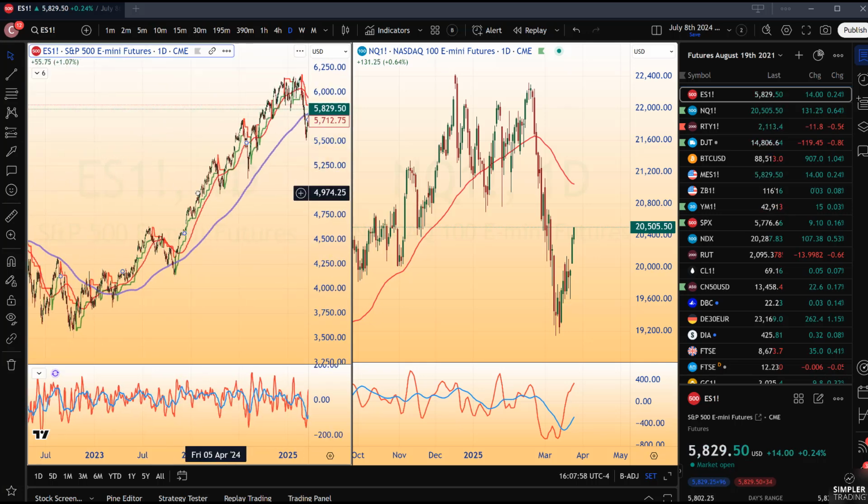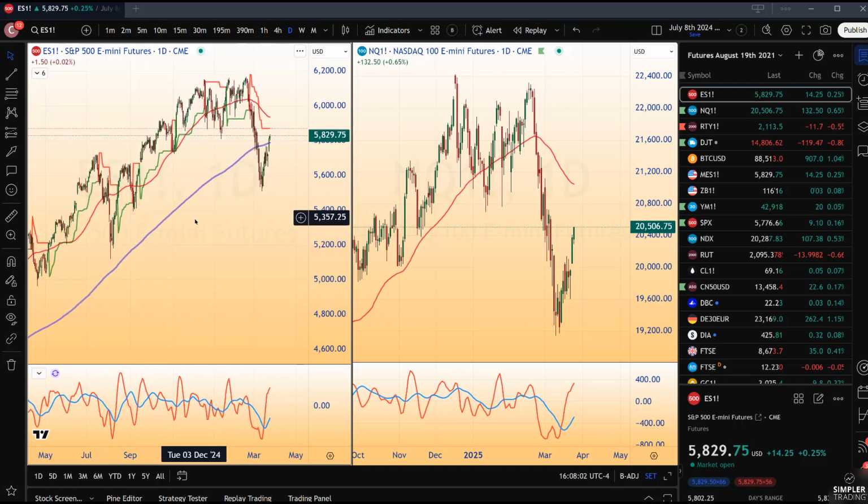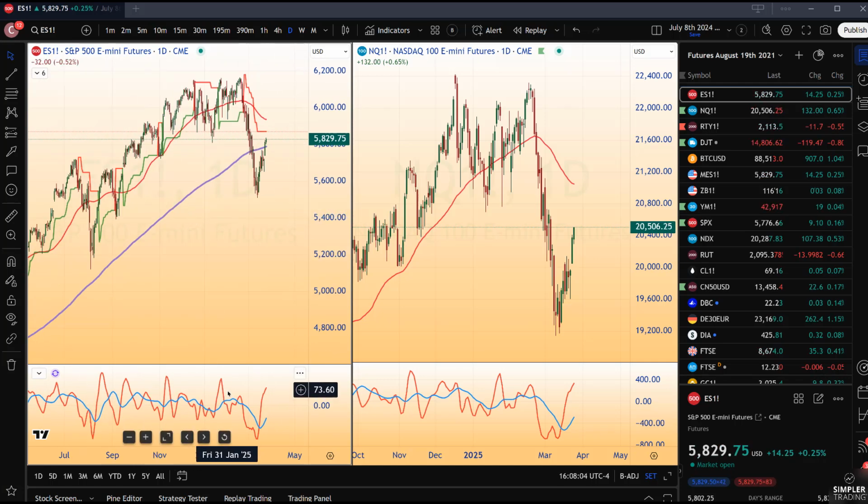What matters to me is the 50 moving average. So you're going to see in here, when you look at the 50 moving average and the overbought, you're going to see you're sort of stuck in a zone where you're not sure what to do. That's why you saw a lot of choppiness today.